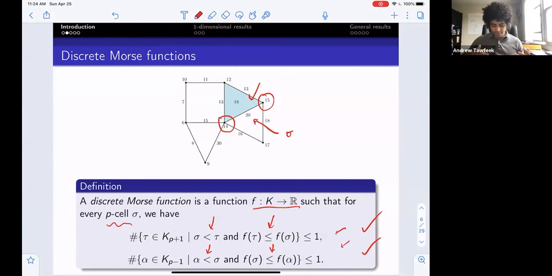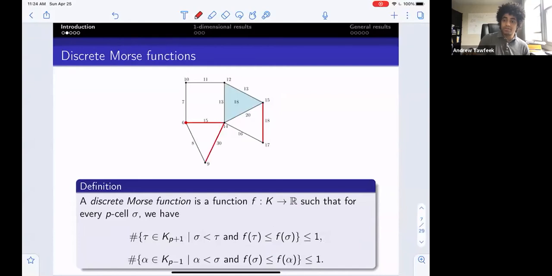Now, notice how, in this case, the second set had cardinality 0, and the first set had cardinality 1. There are cases where both of these sets are 0, and these cells are very special. They're called the critical cells of your simplicial complex, of your discrete Morse function. And they actually tell you a lot about the topology of the simplicial complex. So they give you information, as we'll soon see, about the Betti numbers and so on, just deep topological properties.